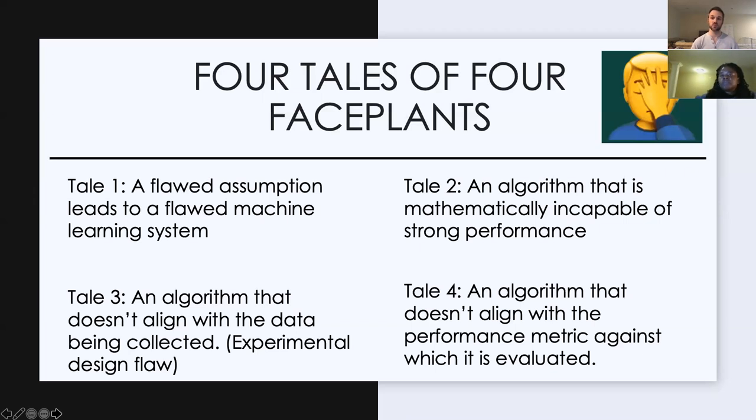And a lot of times when we're trying to develop a machine learning method from the ground up, we have this new patient data, and you do need to make sure that those two things are aligned. And it's a very interesting field, I think, to design algorithms to align with experimental design. And then finally, we have one where it's a discussion of how sometimes algorithms don't actually align with the performance metrics against which they're evaluated.